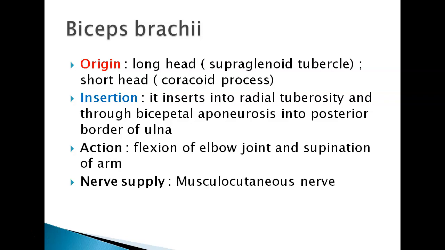Coming to insertion, it inserts into radial tuberosity and it also inserts through bicipital aponeurosis into the posterior border of ulna. So it has got two insertions. Action. The action of biceps muscle is flexion of elbow, and not only that, it is also a powerful supinator of forearm, and the nerve supply of biceps muscle is musculocutaneous nerve.